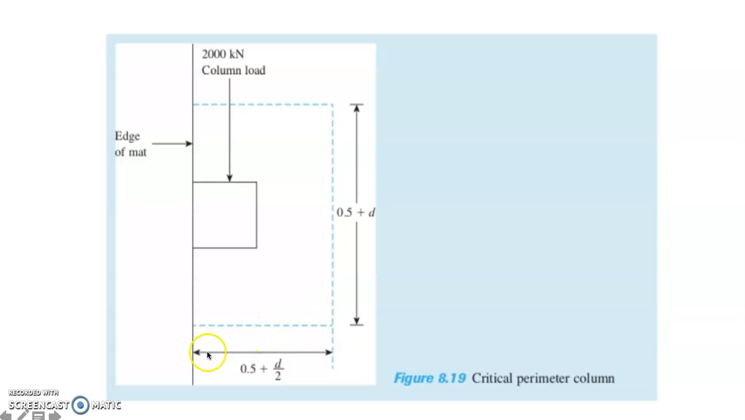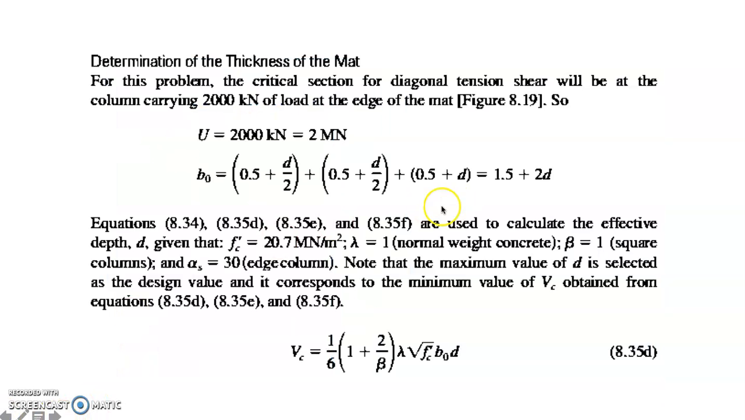This is the critical perimeter column. So B sub O is the critical perimeter column, which is equal to 0.5 plus D over 2, plus 0.5 plus D, plus 0.5 plus D over 2. So basically, if we just try to simplify this one, that is equal to 1.5 plus 2D.